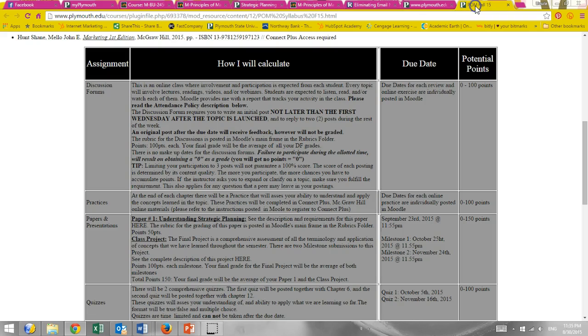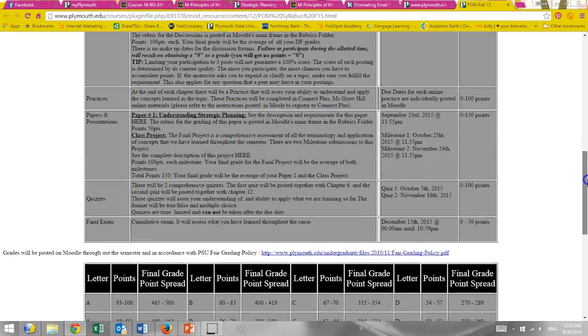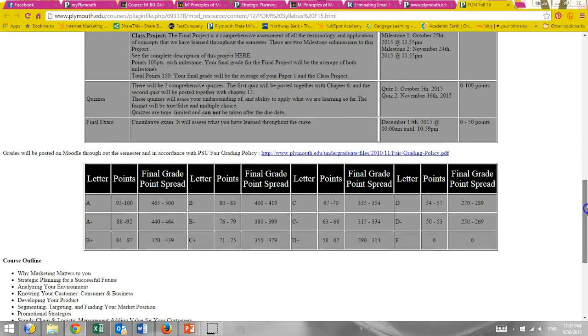So going back to the syllabus, this class project is going to earn you 100 points. Milestone 1 is going to be 100 points. Milestone 2 is going to be 100 points. The average of both milestones is what is going to determine your final grade. And your final grade for this section of papers and presentation is going to be the sum of your paper 1 and the presentations.